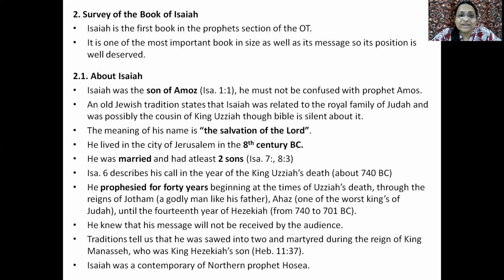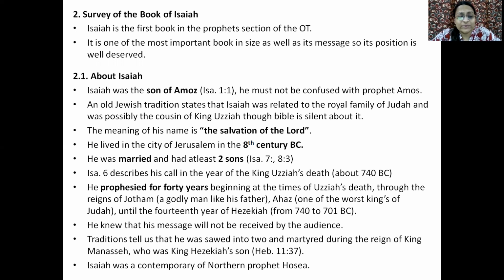Isaiah is the first book in the prophets section of the Old Testament. It is one of the most important books in size as well as its message, so its position is very well deserved. We all know that the first name that comes to our mind when we talk of prophets is Isaiah. It is the first book, importantly placed and very properly placed, as we can understand.